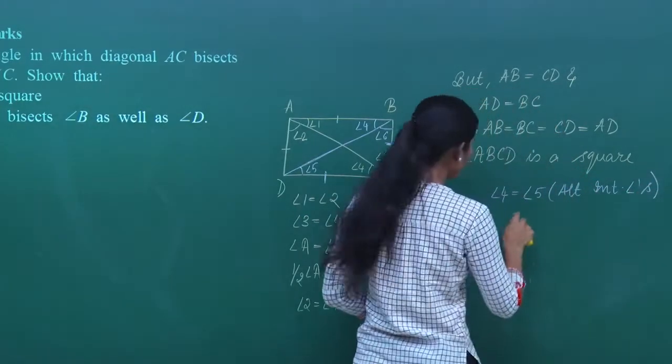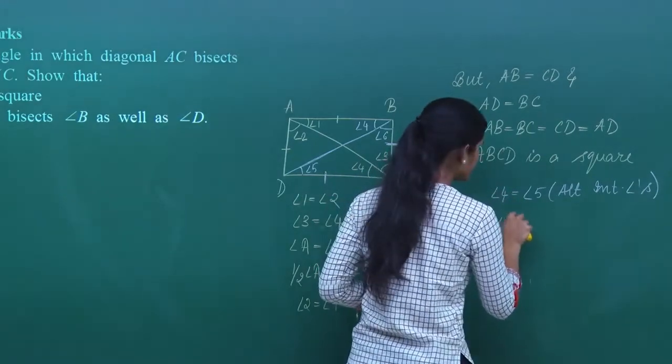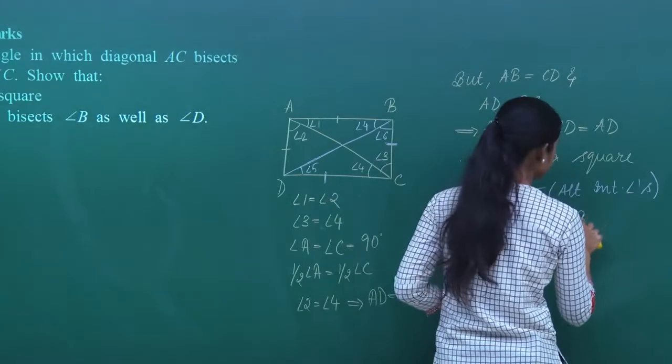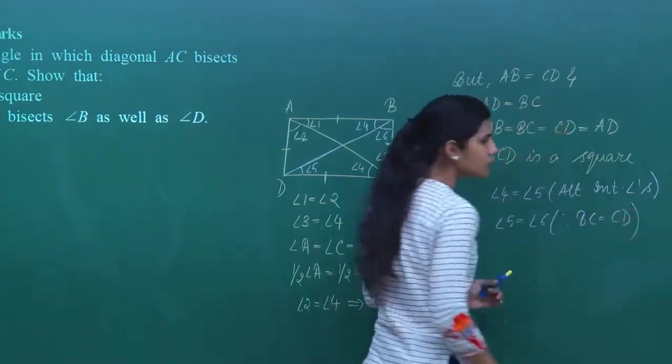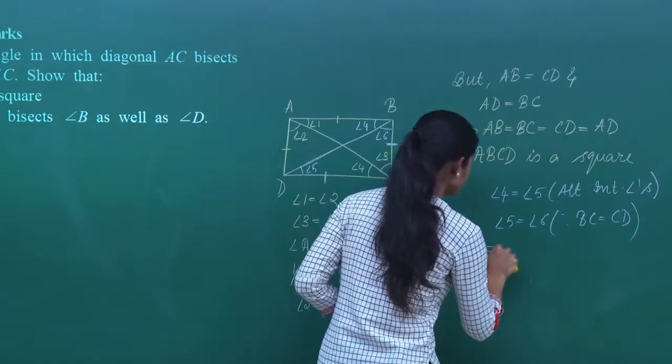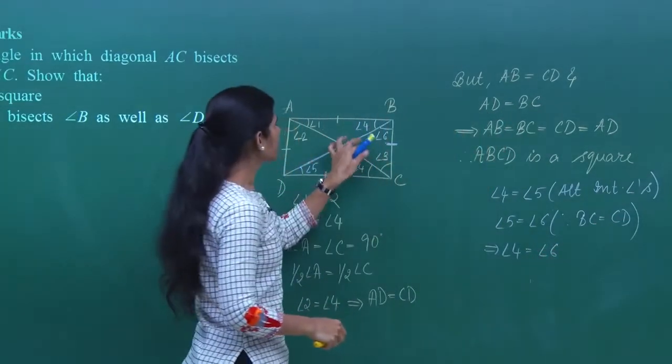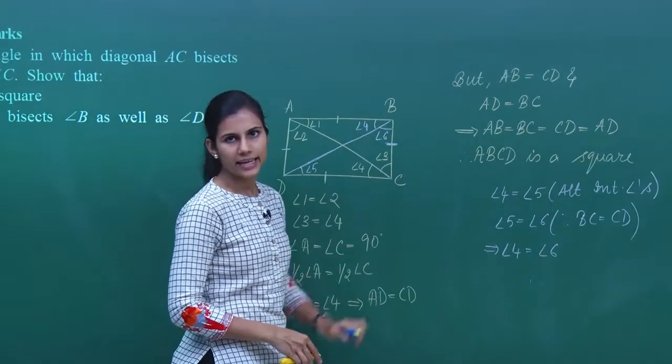And angle 4 or angle 5 is equal to angle 6, since BC is same as CD and angles opposite to equal sides are equal. So this gives me angle 4 is equal to angle 6. That means BD is bisecting angle B.